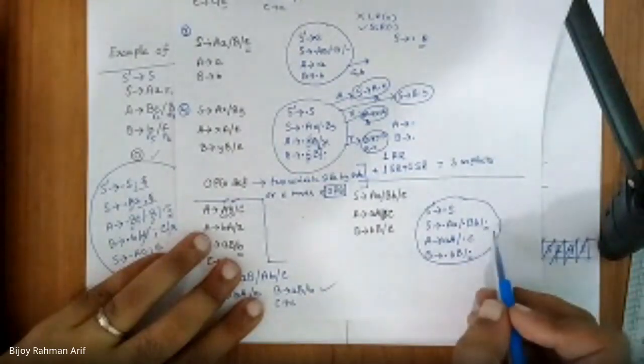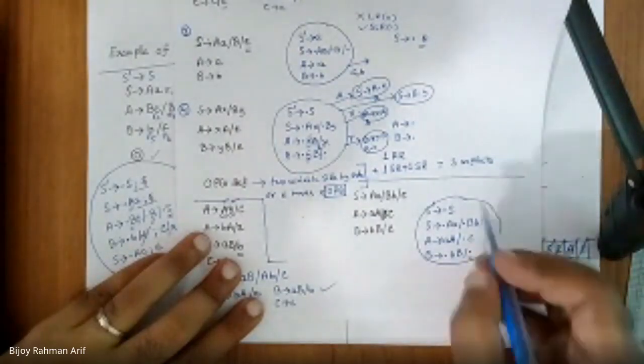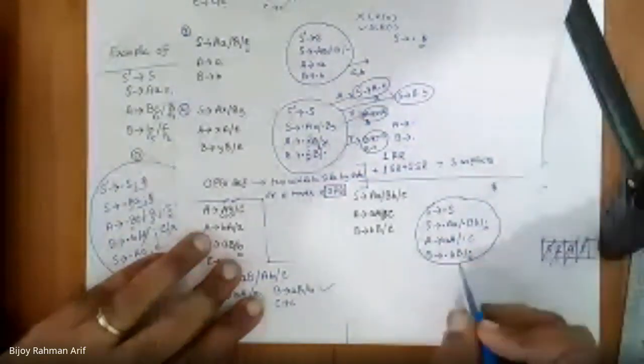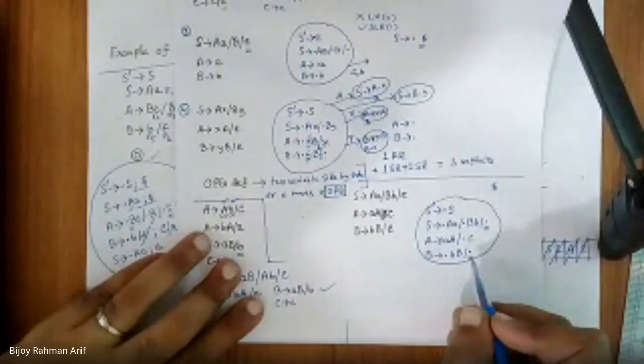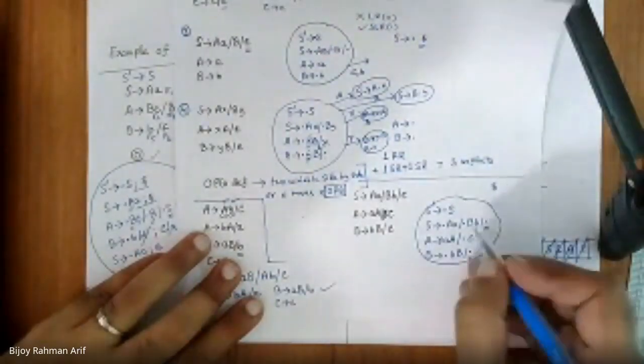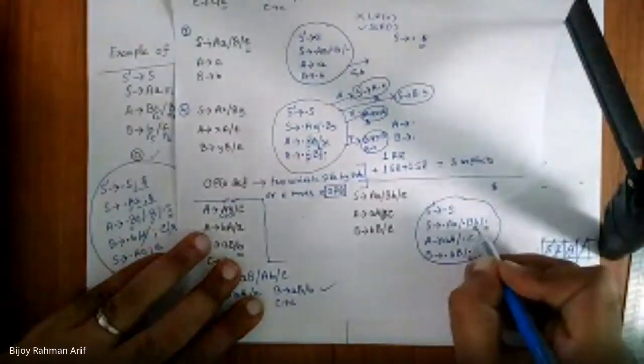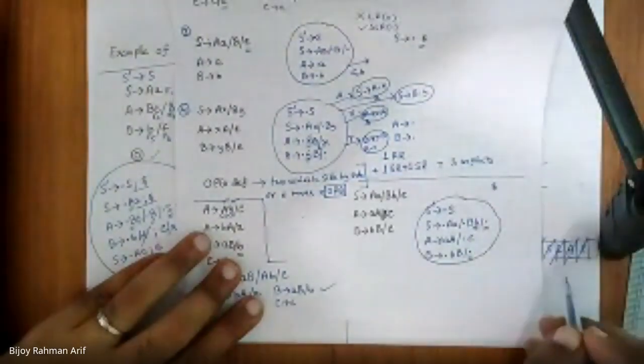follow of S. So what is follow of S? Dollar. And it should be placed under follow of B. What is follow of B? B. So no RR conflict.